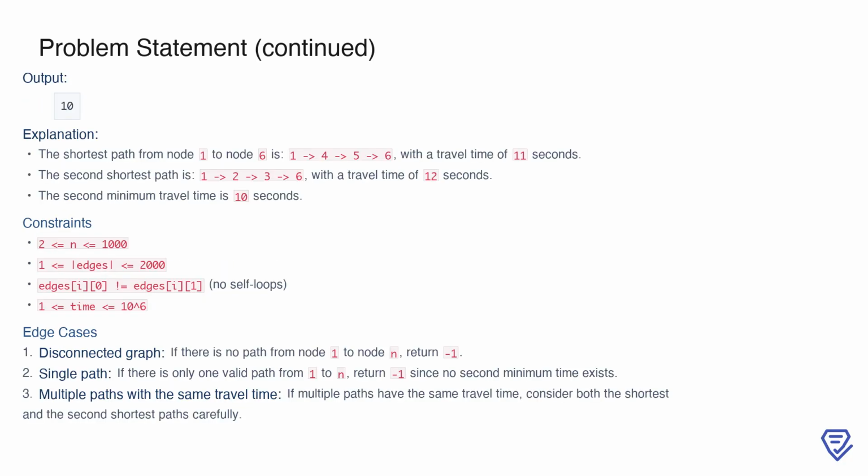Taking another example, let's say n is 6, and the edges array describes a slightly larger graph. Here, the traversal time is 5, and the output is 10. Here's why. The shortest path from node 1 to node 6 is the route 1-4-5-6, with a total travel time of 11 seconds. However, a second path exists, 1-2-3-6, with a travel time of 12 seconds. After adjusting for the traversal time, the second minimum travel time turns out to be 10 seconds. The task involves carefully considering all paths to ensure that the correct second minimum time is calculated.